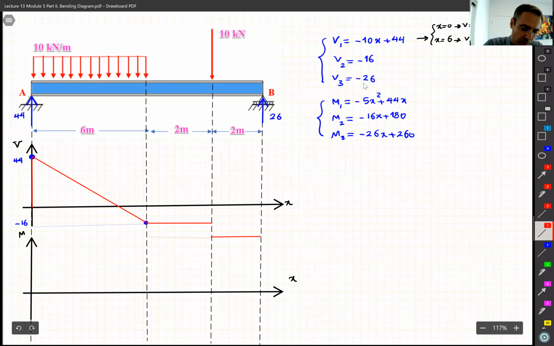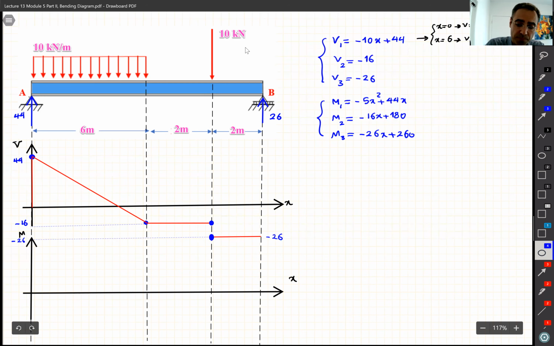So this point, this guy, not that, is minus 26. I write it down here, right? And which also confirms what we learned before. We are here at minus 16, then at the top we have 10 kilonewton. It means we jump down 10 units, so it gives us minus 26.